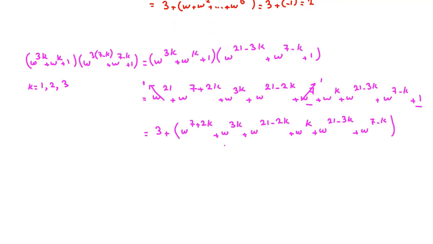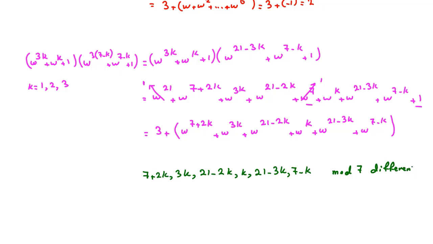Okay, now I want to say 1, 2, 3, 4, 5, 6. I want to say one of them is W, one of them W squared, 3, 4, 5, 6 mod 7. So now let's focus on the powers. I want to say 7 plus 2k, 3k, 21 minus 2k, k, 21 minus 3k, and 7 minus k. I want to say all of them are different mod 7, and also they are not equal to 0.